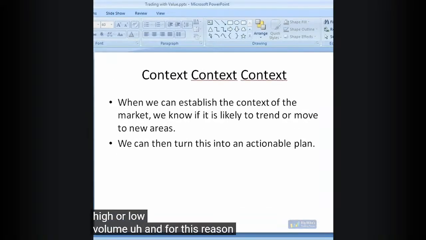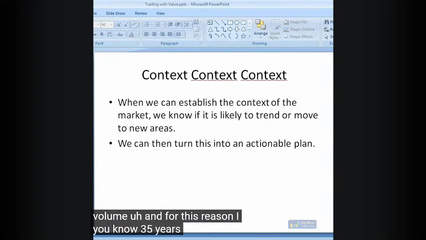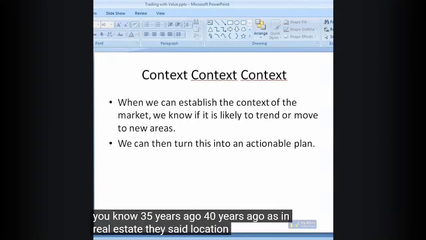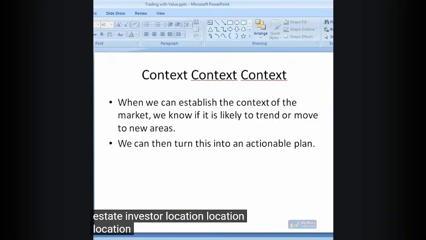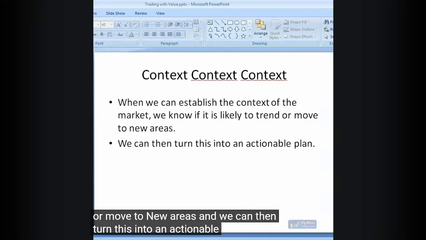And for this reason, 35 years ago, 40 years ago, I was in real estate. They said location, location, location. You're going to be a real estate investor. Location, location, location. And so I say for trading, context, context, context. It's the same thing. When we can establish the context of the market, we know if it's likely to trend or move to new areas. And we can then turn this into an actionable plan. I always want to know the context I'm trading in advance.